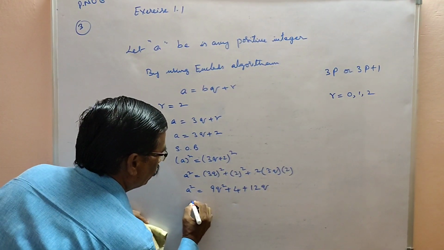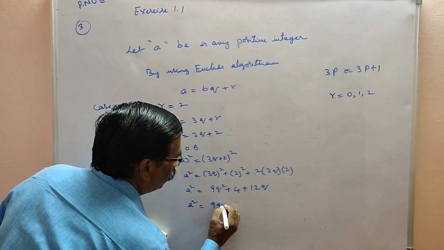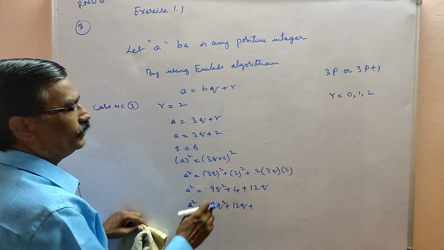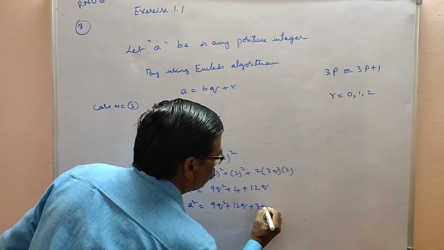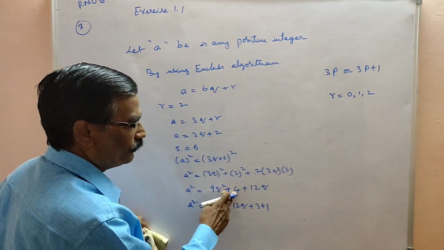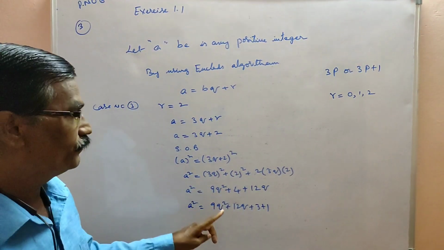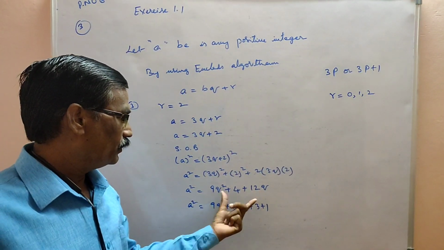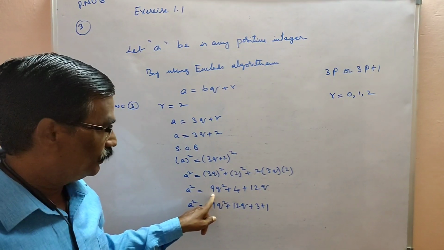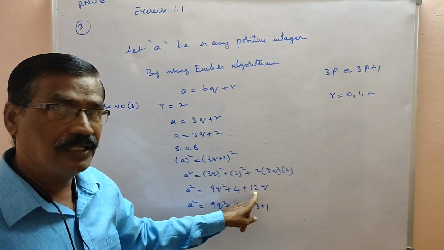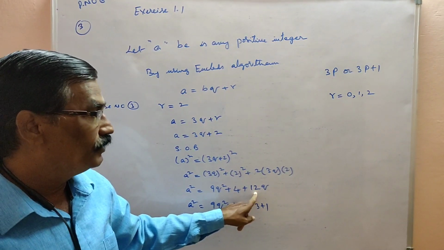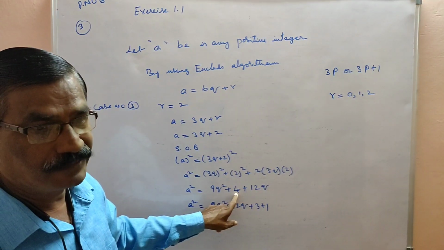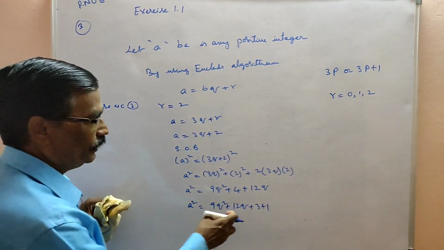So now a square equal to 9q square plus 12q plus 4. I am writing 4 as 3 plus 1. Why am I writing 3 plus 1? See here, I want it in the form of 3p plus 1. In 9q square we can take 3 common, in 12q also we can take 3 common. So we want the 3p plus 1 form. This 4 we can write as 3 plus 1, so 3 can also be taken common. That's why I have written 3 plus 1.